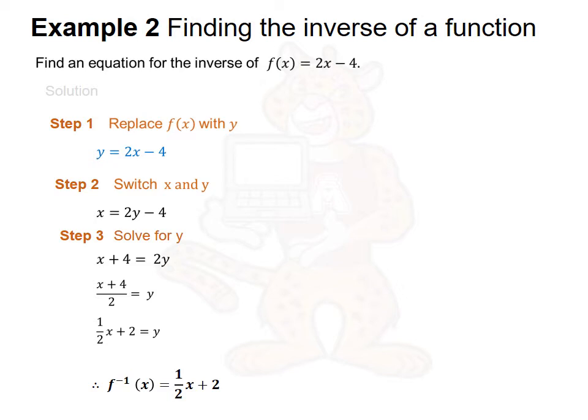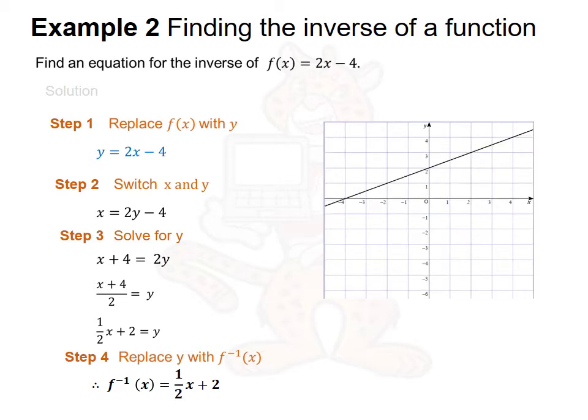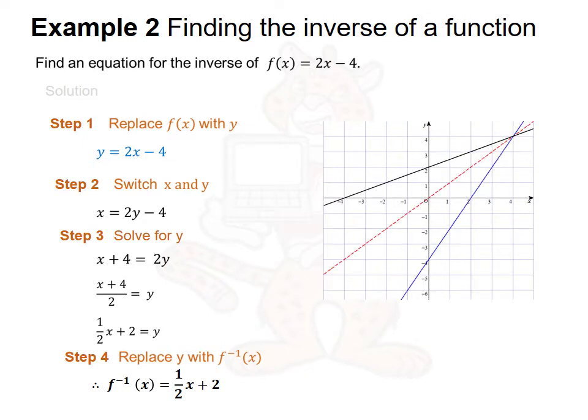And the last step, the one that makes sense for the inverse, is to replace this y that we found, the y on the right in the previous equation, with f inverse of x. So we're going to replace the y with f inverse of x. And the solution that we have finally, the inverse of the function f of x equals 2x minus 4, is f inverse of x equals 1/2 x plus 2.